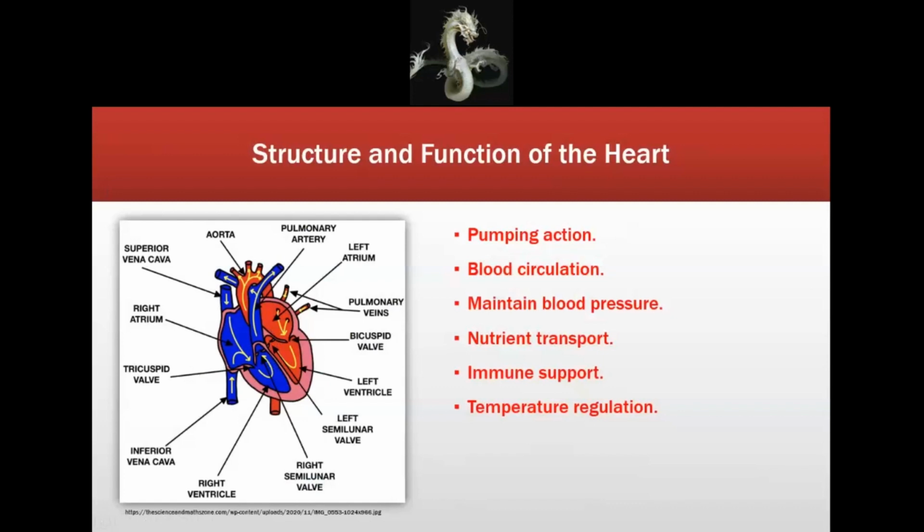Then we also have the pulmonary artery that will transport the deoxygenated blood from our heart to the lung. Next, we have the pulmonary veins. The veins bring back the oxygenated blood from the lung to our heart, and then it will be transported throughout our body via the aorta. The function of the heart is for pumping action, blood circulation, maintaining blood pressure, nutrient transport, immune support, and also temperature regulation.